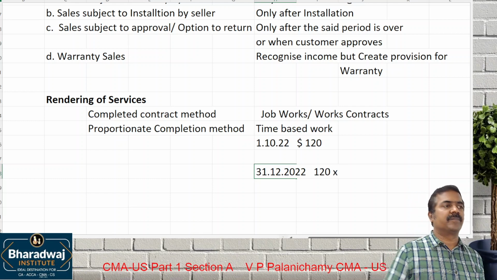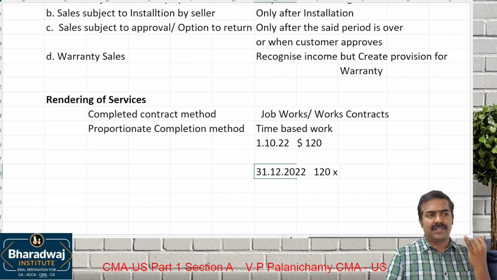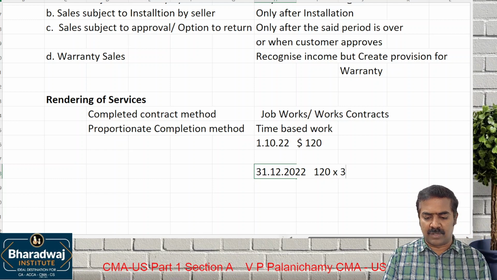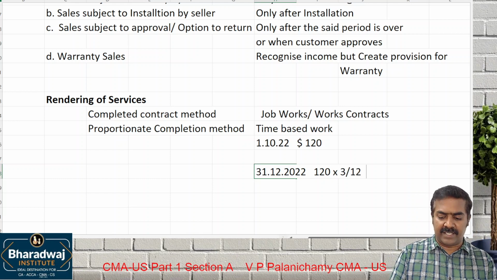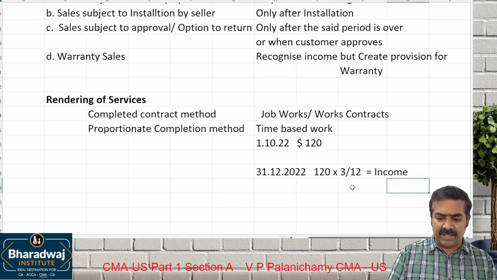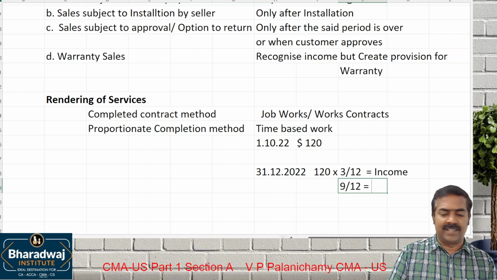October, November, December. How many months over? 3 months. You will take it as which one? Current year income. What about the remaining 9 months? You will take it as a current liability.